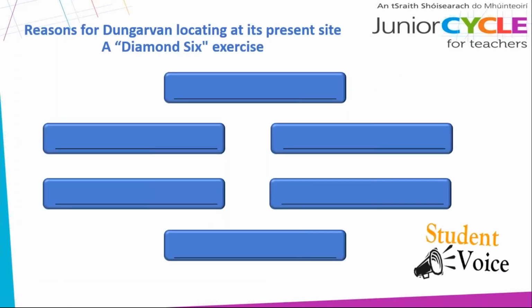The Diamond 6 exercise activates students as learning resources for one another. The students work together and discuss the reasons for location in Dungarvan. They identified the top, bottom, and 4 of approximately equal rank.